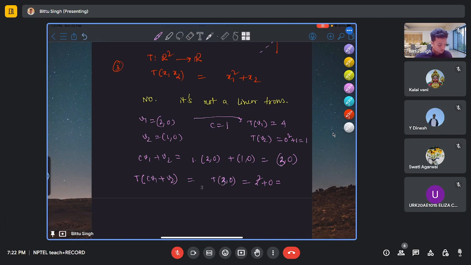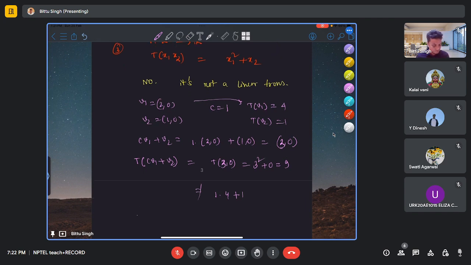3 0. Then it is actually 3 square plus 0, which is 9. And tv1 is now 4. tv2 is again 1. Now you can see that this is not c times tv1, because c means 1 times tv1, tv1 means 4, and tv2 means 1. Okay, so 5 is not equal to 9, hence t is not linear. Okay, this is the proof.